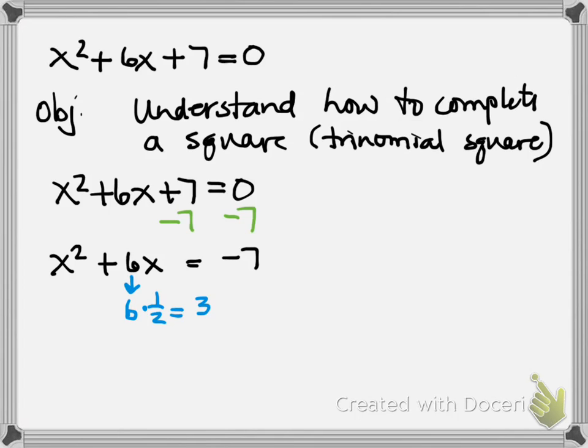3 is not a perfect square, and I know my trinomial square needs to end with a perfect square, so my next step is to take that value and square it. If I add that to the x squared plus 6x, now I have a trinomial square. But it's an equation, so if I add that squared value to one side of the equation, then I have to add it to the other side of the equation as well.